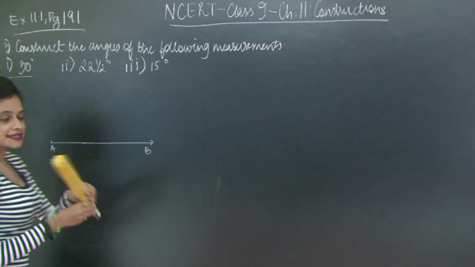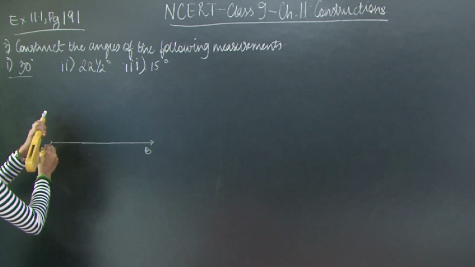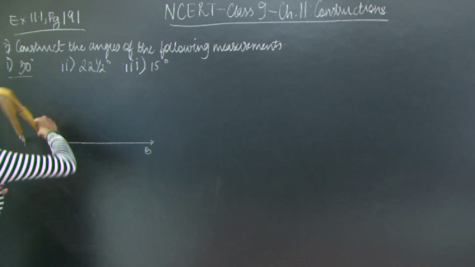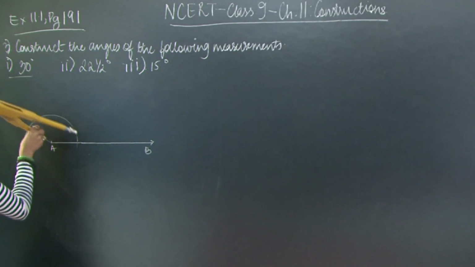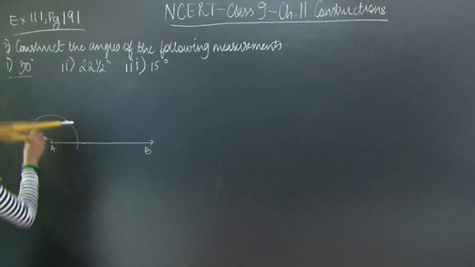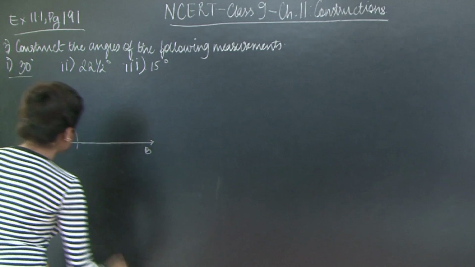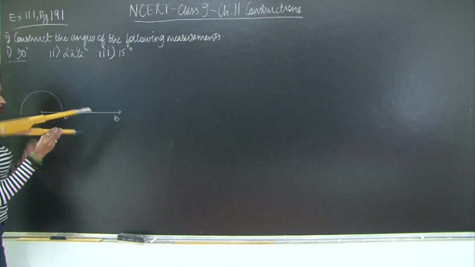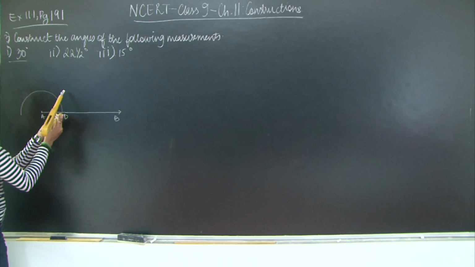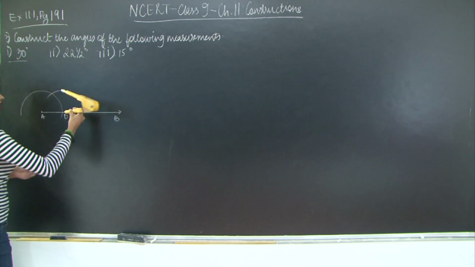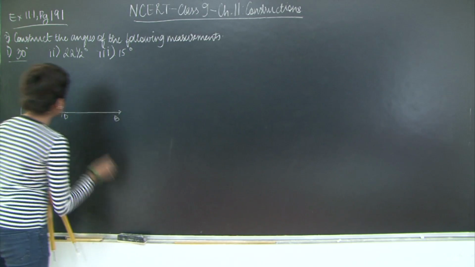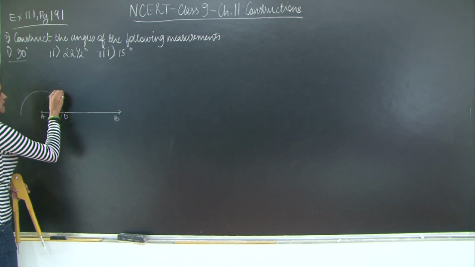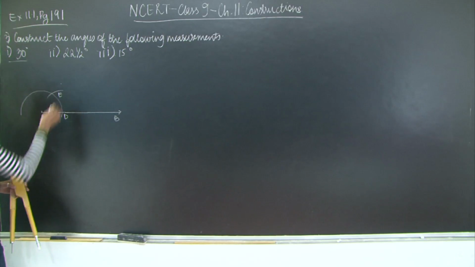Then with A as the center, I'm going to cut an arc of any length such that this arc cuts ray AB at point D. Then without changing this length, I'm going to take D as my center and cut this arc at, let's say, point E. So this point of intersection of the two arcs is E.